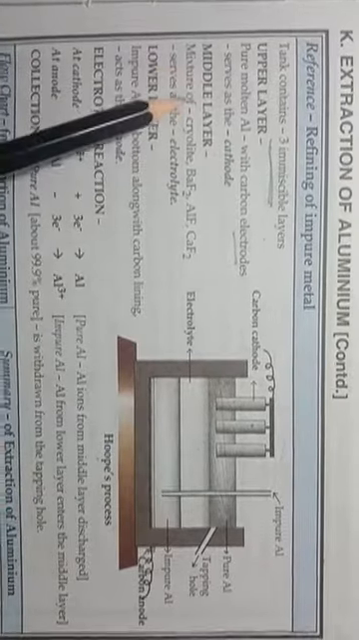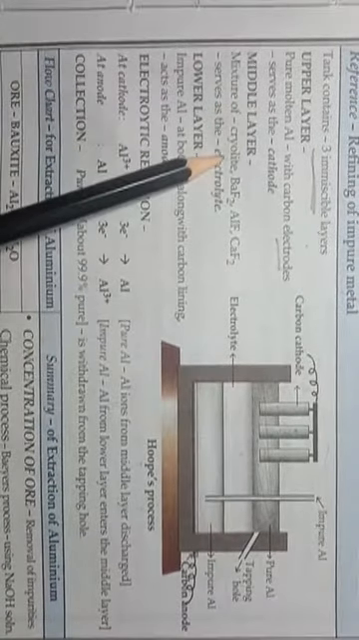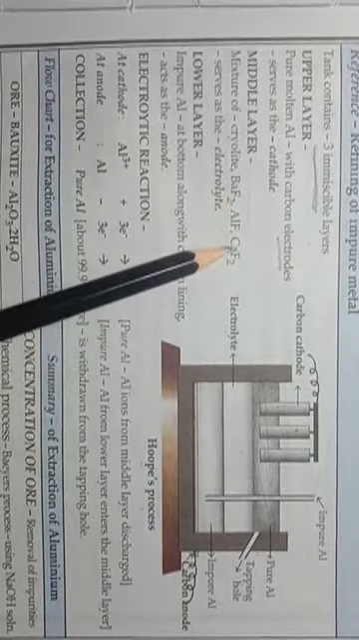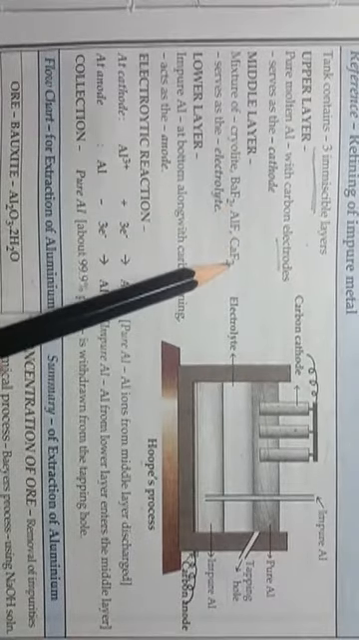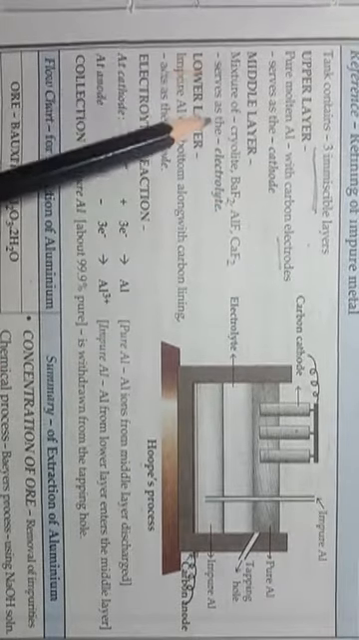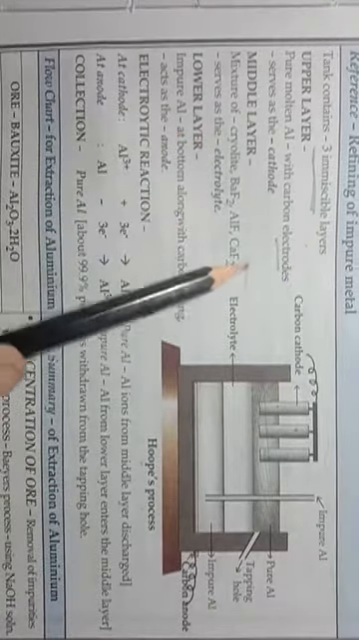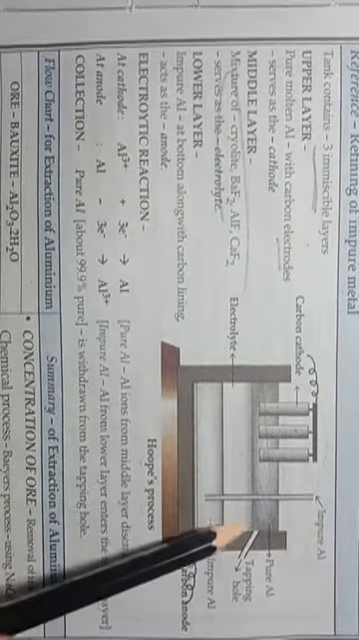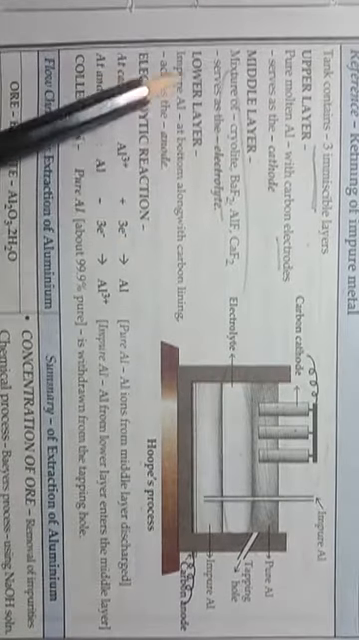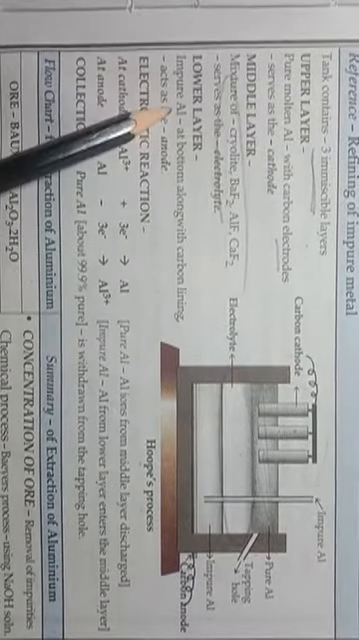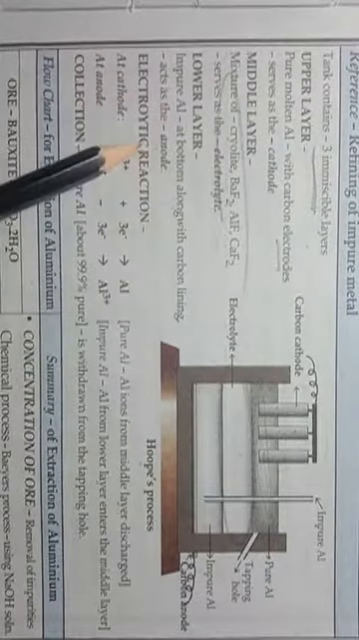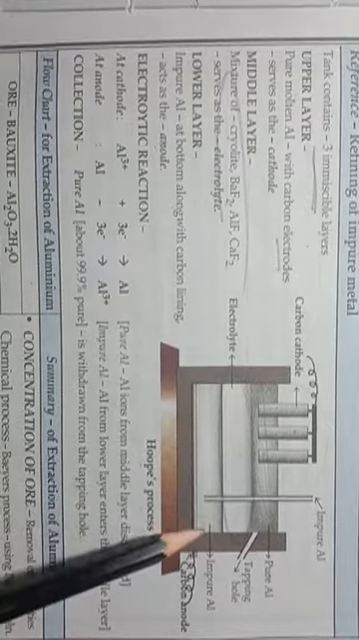Then the middle layer, which is a mixture of cryolite, aluminium fluoride, calcium difluoride and barium fluoride, serves as the electrolyte. So this middle layer acts as the electrolyte. The lower layer, impure aluminium at the bottom along with carbon lining, acts as the anode. So this lower layer is the anode.